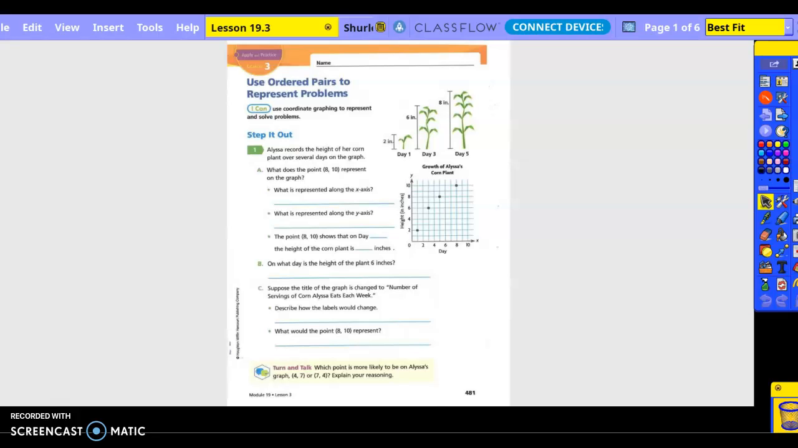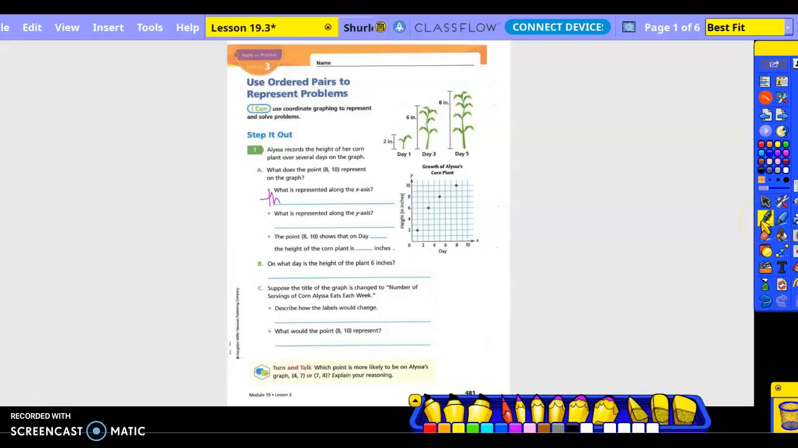So what is represented along the x-axis? What is represented along the x-axis, guys? The number of days, right? And then the y-axis is how many inches it has grown, right? So the number of inches grown.